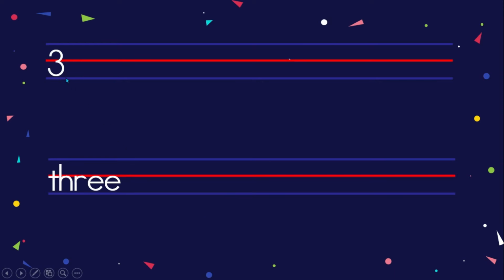Okay, so now let's try to trace or write the number 3 and the number word 3. First, for the numeral 3, you're just going to make a semi-curved line on the upper part. That's the first step. And then another semi-curved line sa baba. That's the second step. Okay? So let's try to trace these broken lines. Semi-curved line sa taas, semi-curved line sa baba.